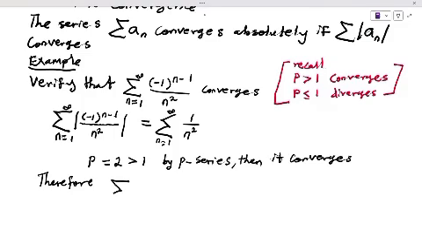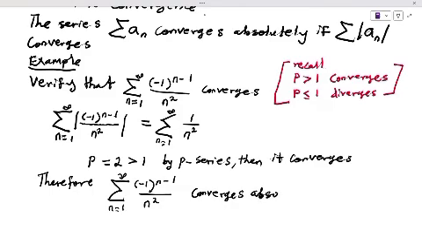Therefore, this infinite series, the summation from n equals 1 to infinity of (-1)^n over n to the power of 2, converges absolutely.